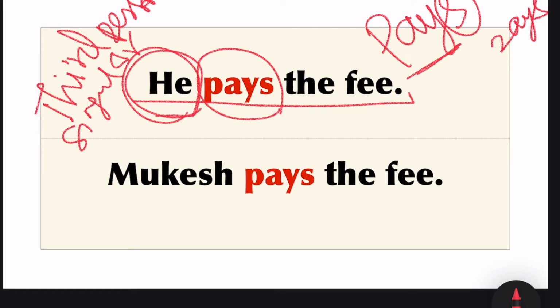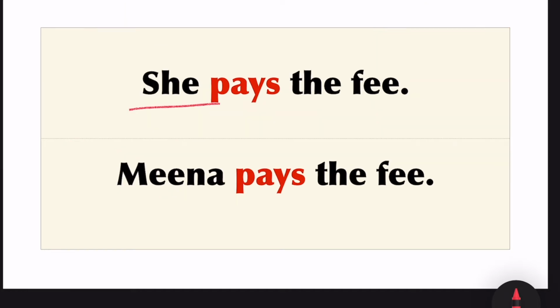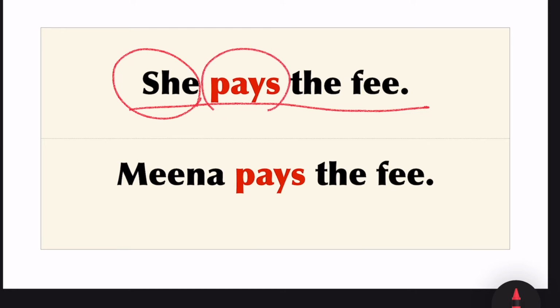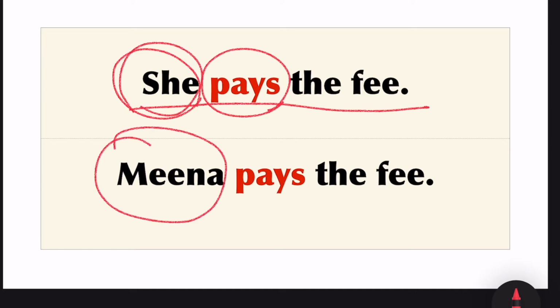Instead of he, we can use a male name. Mukesh pays the fee. Next, she pays the fee. Again, she is a singular subject, that is in third person singular. So, the verb pay becomes pays. Instead of she, we can use a girl's name. Meena pays the fee.